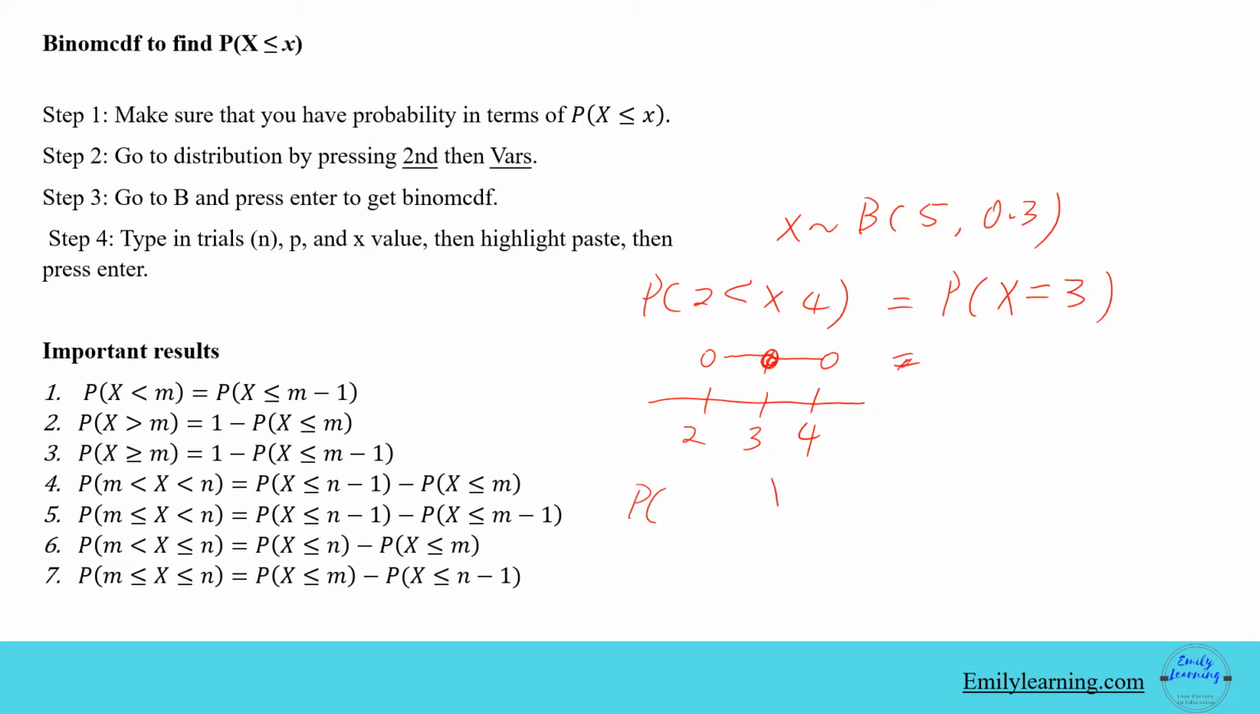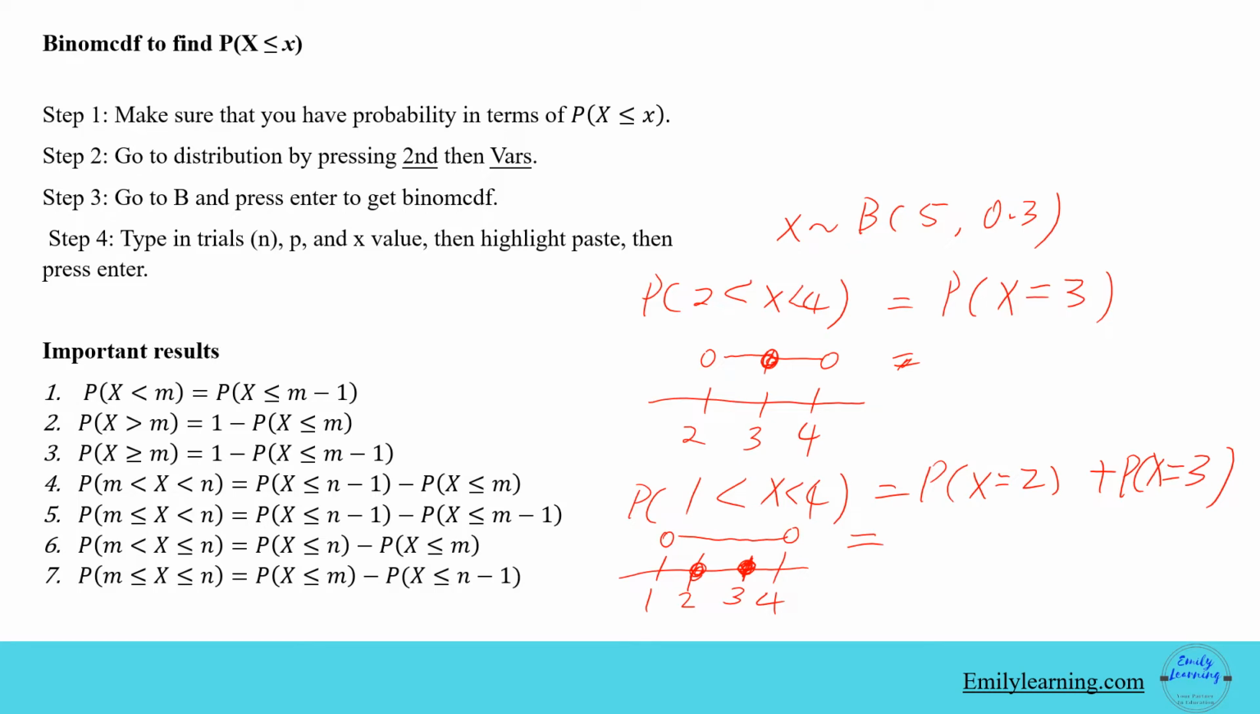What if I have x in between 1 and 4? Same thing, I'll draw 1 and 4. I don't want to include 1. I don't want to include 4. So that means I start from 3, right? Okay, 2. So it's basically P of x equals to 2 plus P of x equals to 3. Or if I want to use binomial CDF, that means I want everything. I'll take this, then minus this. So I'll subtract this away. So it can also be P of x lesser than or equals to 3 minus P of x lesser than or equals to 1. Okay?